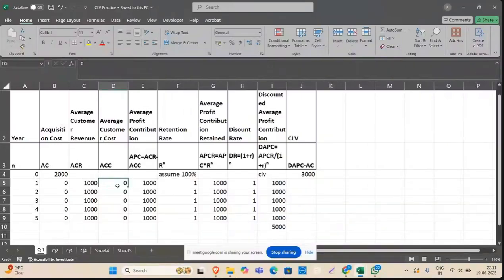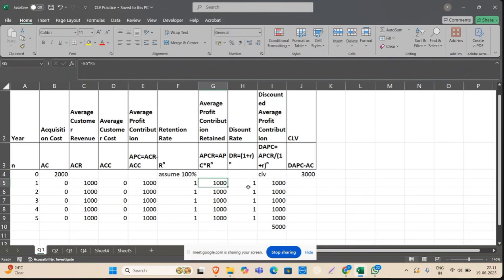And then in the first question they have not mentioned the retention rate also, so we assume it has to be 100%. So 100% means it's 1, so each year it will be 1. If they mention retention rate, then we have to consider it. And then the average profit contribution will be calculated as APC into the retention rate, 1000 into retention rate. So here the retention rate is 1, so it will be the same for each year.